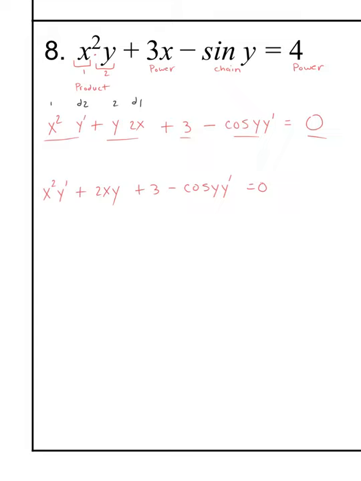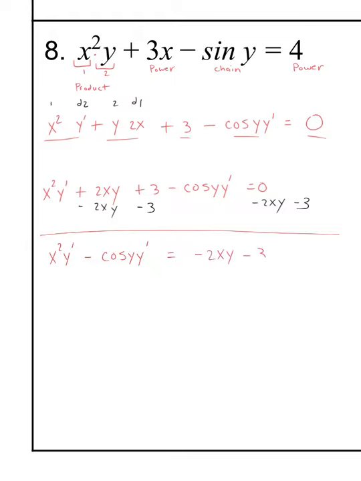Okay, there are 2 terms with a y prime in it. Those stay on the left. This middle term and this term here move over to the right because they do not have a y prime in it. So I'm going to subtract off 2xy from both sides, and I'm going to subtract 3 from both sides. Alright, so it's going to look like this. I still have my x squared y prime, and I still have minus cosine y prime. Those are my 2 terms with the y prime in it. On the right, I have negative 2xy minus 3.